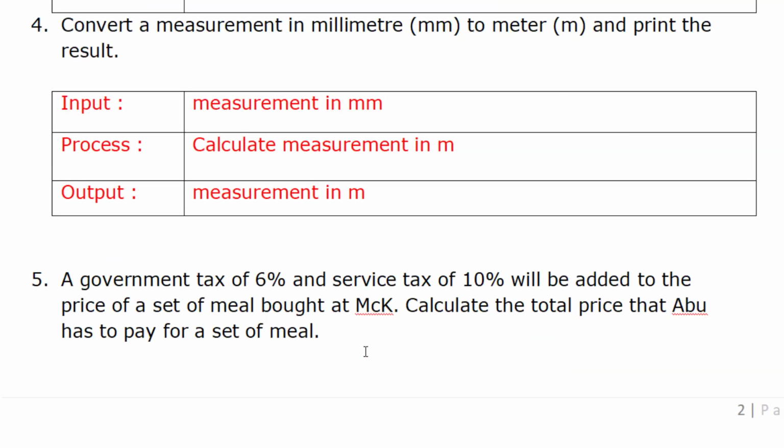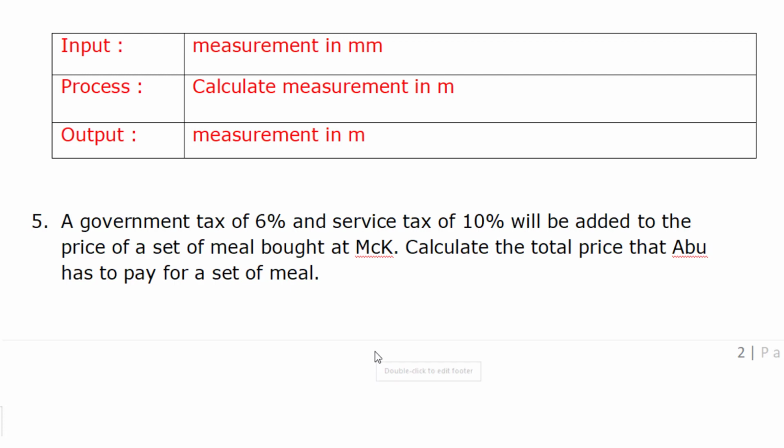Okay, next question. A government tax of 6% and service tax of 10% will be added to the price of a set of meal bought at MCK. Calculate the total price that Abu has to pay for a set of meal. From the question, what's the output? What the question needs is to calculate the total price after adding the tax from government tax and service tax.